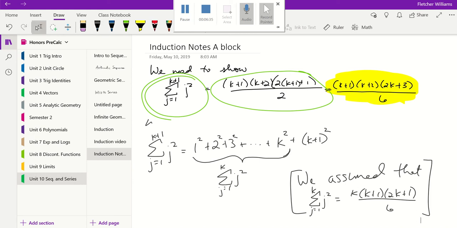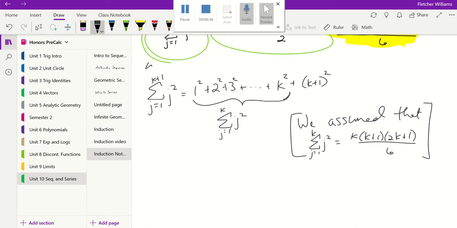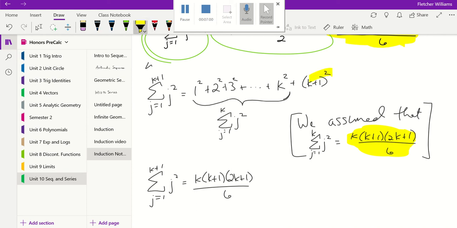So now we can say that the sum from j equals 1 to k plus 1 of j squared equals this piece here, k times k plus 1 times 2k plus 1 over 6, and then all that plus this piece, that k plus 1 squared. So I just made a substitution. Any issues?